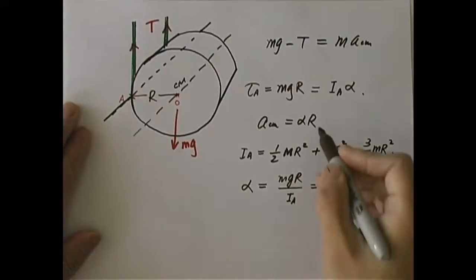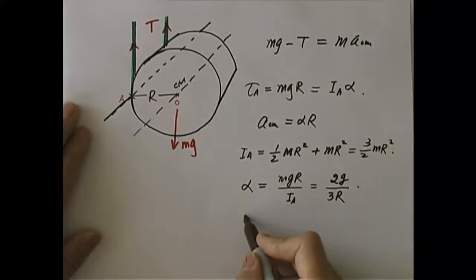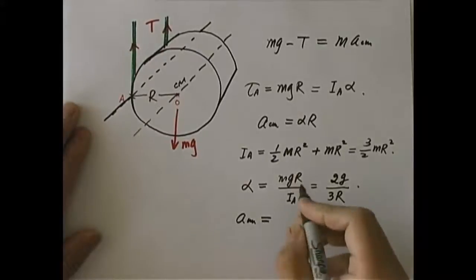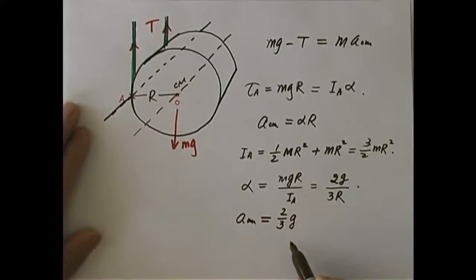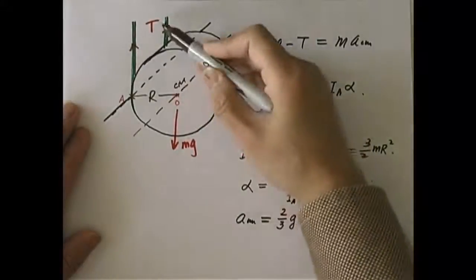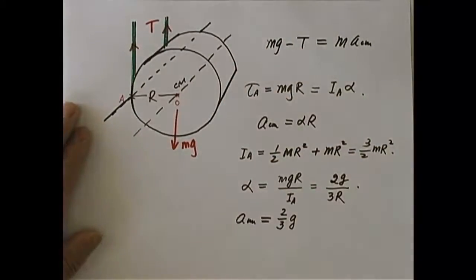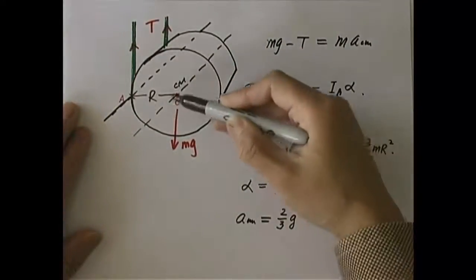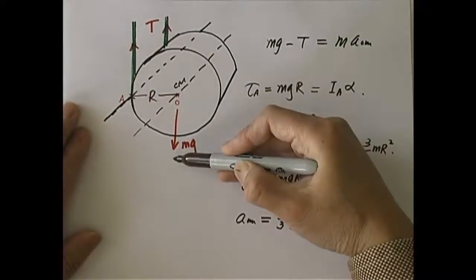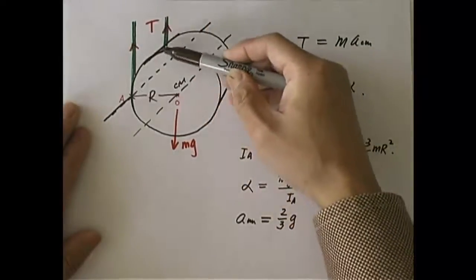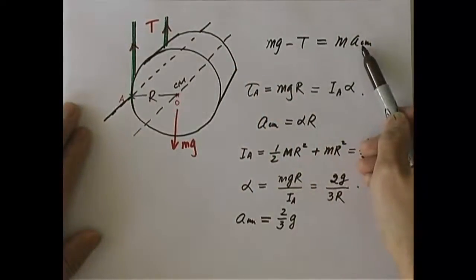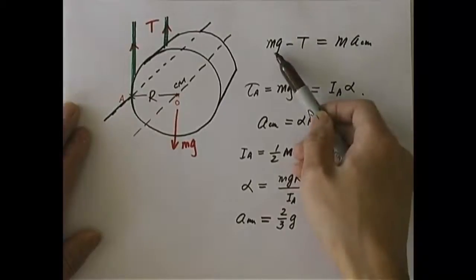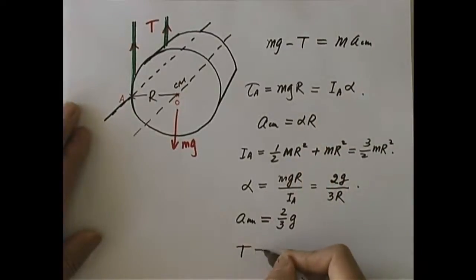Once you found alpha, you found ACM. What's ACM? ACM equals 2/3 g. Again, you see this is less than 1 g. Why? Because if it were equal to 1 g, that means the tension would be removed. The whole thing will be just in free fall. The cylinder will be in free fall. Now you only have 2/3 of g going down. Why? Because there is a 1/3 mg tension going up. As a matter of fact, you plug that in here. This side is 2/3 mg. This is mg, so tension must be equal to 1/3 mg.